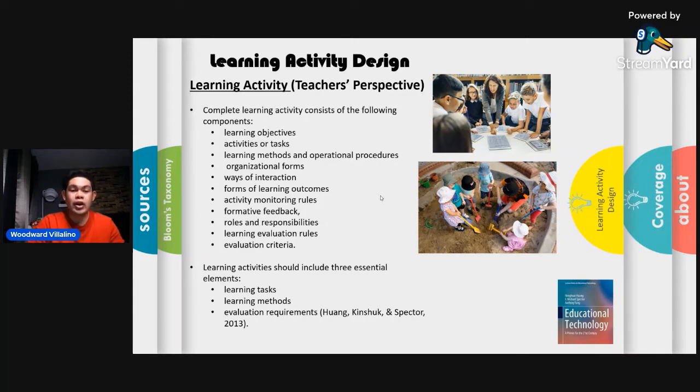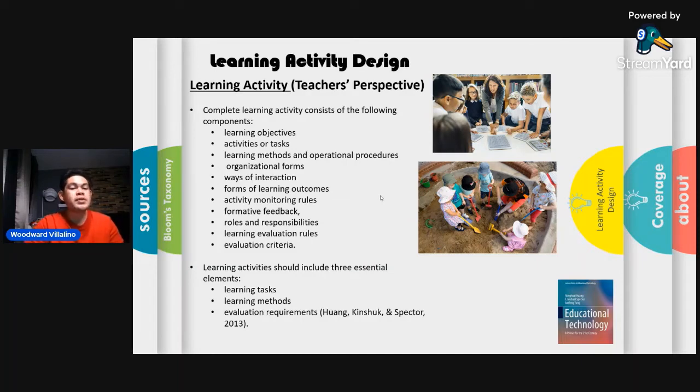Number one, learning objectives. So it's important that we have the objectives so that they will lead us and align. This would be the start of aligning them into our particular task and our design as a whole. Number two, activities or tasks. Number three, the learning methods and operational procedures. Number four, organizational forms. Number five, ways of interaction. How do we need to interact during the task that we are going to implement to them?